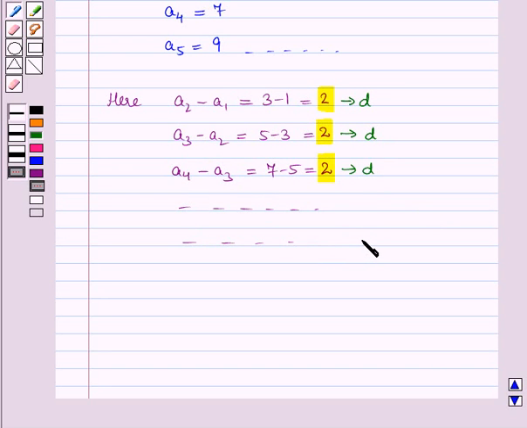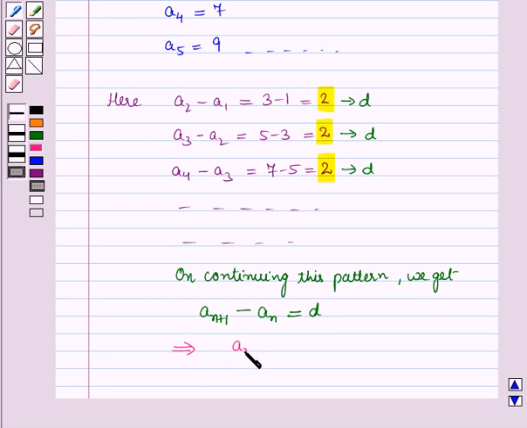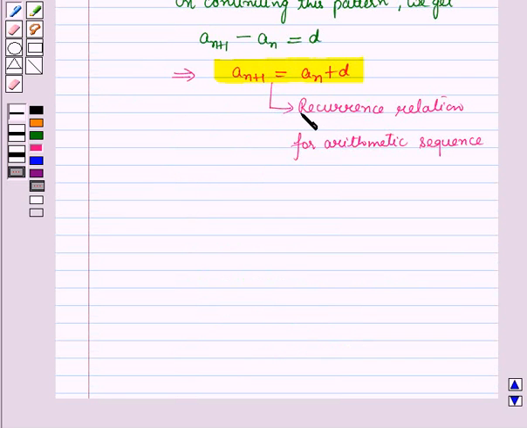And if we continue this pattern, we get a(n+1) minus a(n) is equal to d, which implies a(n+1) is equal to a(n) plus d, and this is the recurrence relation for arithmetic sequence. Now if we know the value of d, that is the common difference, and a1, that is the first term of the sequence, then we can find all other terms in the sequence using this relation. Now here n is a positive integer. So we will put n is equal to 1, 2, 3, 4, 5 and so on and obtain other terms of the sequence.